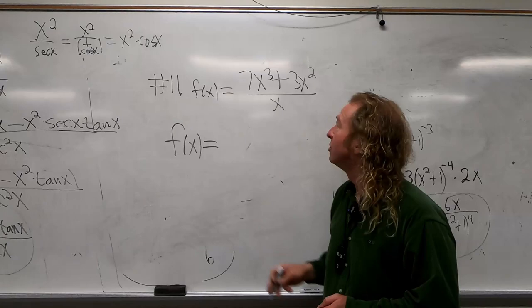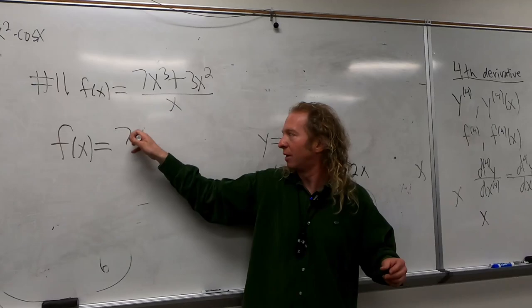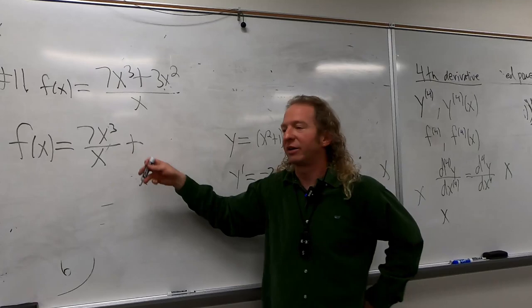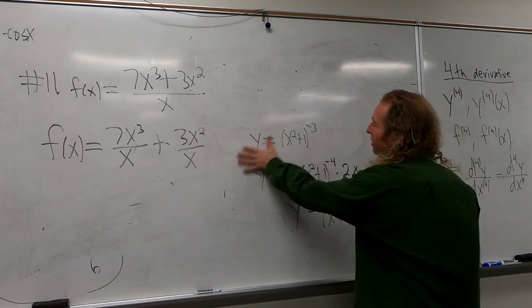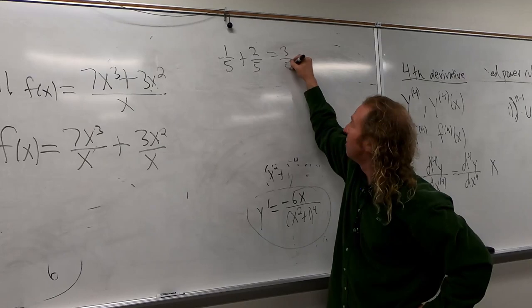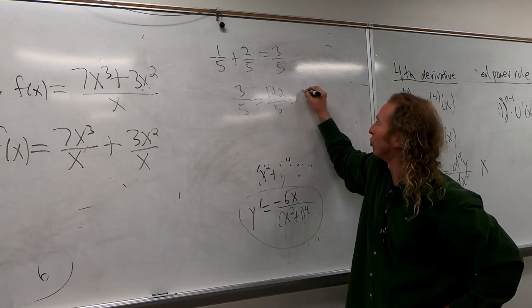So you can write this as 7x cubed over x. Okay, then plus, and then again here, 3x squared over x. This is an uncomfortable thing for people to do, because from the beginning of our lives, when we're taught to add, like when you have 1/5 plus 2/5, you do 1 + 2 and you get 3, right? But no one ever does this in math. No one ever does, ooh, let's go backwards, just because it's fun. You don't do that in other classes, right?